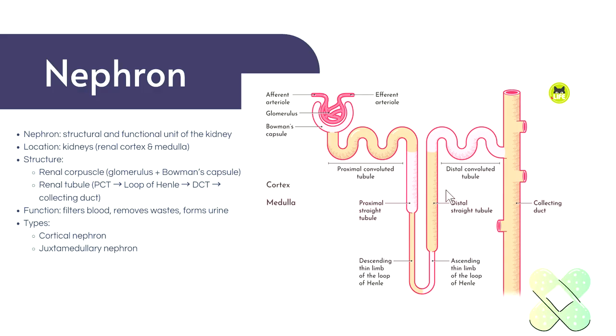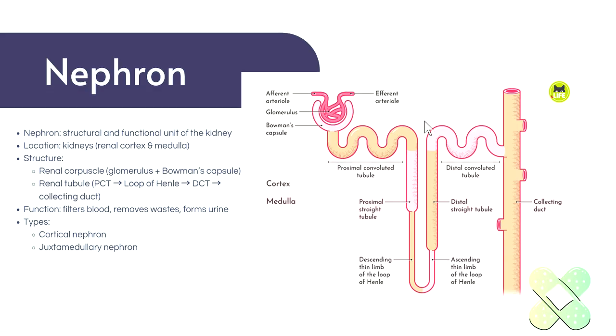As we said one more time, this is the renal corpuscle, which is made out of the glomerulus and Bowman's capsule, and the second part is the renal tubule. Now, another important question is, what is the function of the nephron? The function of the nephron is to filter the blood, to remove all of the waste of our body, and in the end, of course, to form the urine. And our last question, which we have already answered, is how many types of nephron we know. So we know two types, cortical nephron and juxtamedullary nephron.